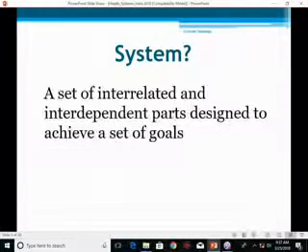So what is a system? A system is a set of interrelated and interdependent parts. That is the importance of it. They depend on the others. That's why you can't say you are the most important, because everybody has to play their role. A set of interrelated and interdependent parts designed to achieve a set of goals. Each part depends on the other. So when it comes to health systems, the same thing applies. It's a set of interrelated, interdependent parts designed to achieve a set of goals.